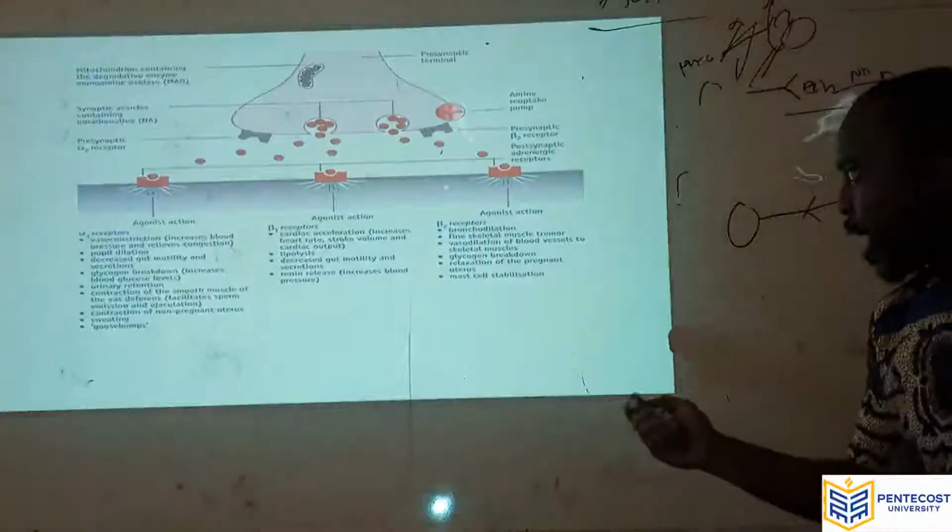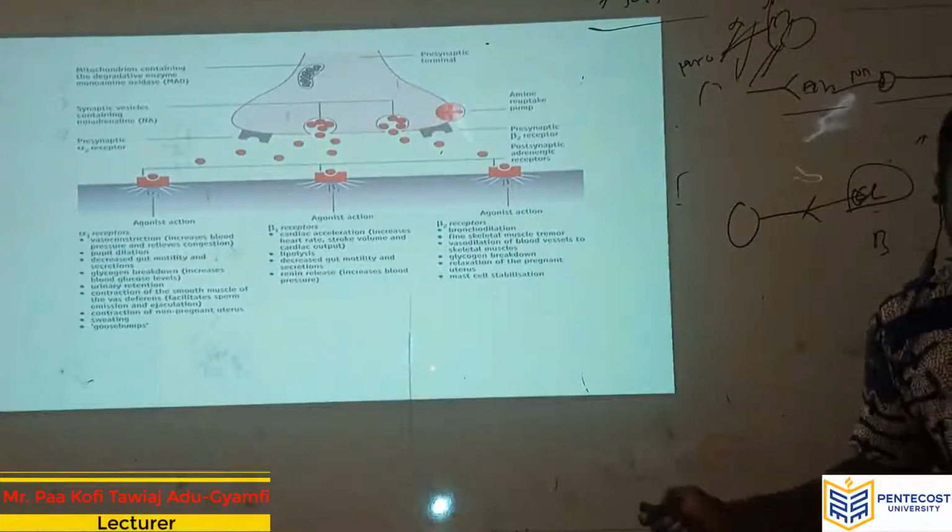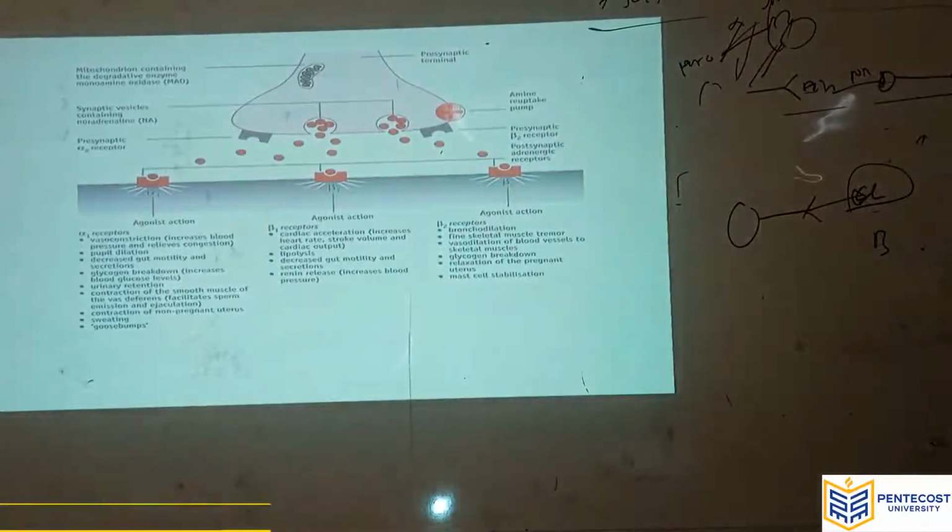Imagine when adrenaline comes and binds to alpha and beta receptors, you are going to get all these effects. So please, when you get your notes, revise. I've made it a bit simpler for you, so that you know what is going to happen with beta 1, alpha 1, and beta 2. But the summary is what I give you.